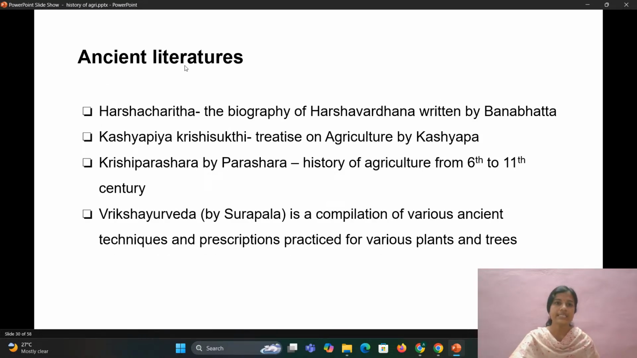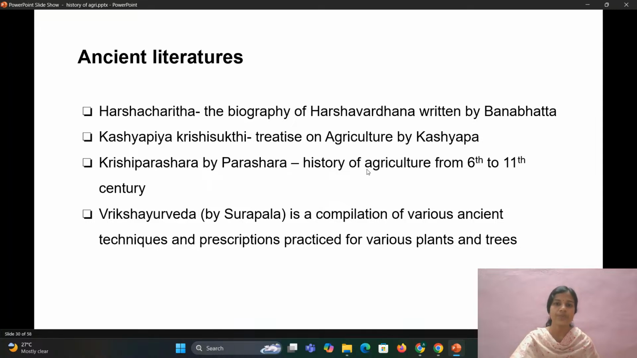So there are various ancient literatures. In all these ancient literatures, various practices of agriculture during those particular periods were mentioned. So Harsha Charita, it is a biography of King Harshavardhana, written by Banabhatta. Then Kashyapiya Krishi Sukti, it is a treatise on agriculture written by Kashyapa Muni. Then Krishi Parashara, it is written by Parashara Maharshi.